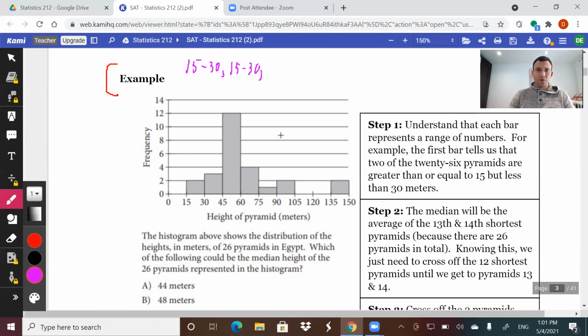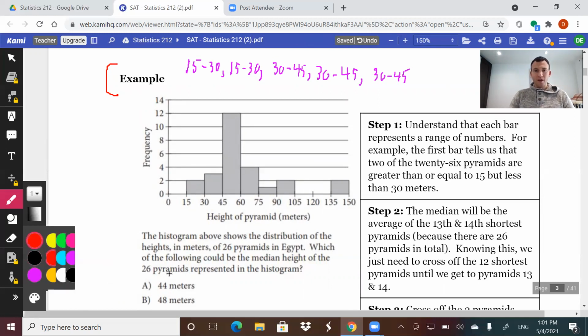We're going to have 3 scores that are going to be between 30 and 45. But as you're noticing, it would take a while to write out all of our scores in order to figure out the median. We could write them out in order, and then we could cross off, because there are 26 pyramids, we know that scores 13 and 14 are going to represent the median, right? So we're going to have to cross off the lowest 12 scores, and then we hit the 13th score, and the 13th and the 14th score averaged together will get us our median, right?